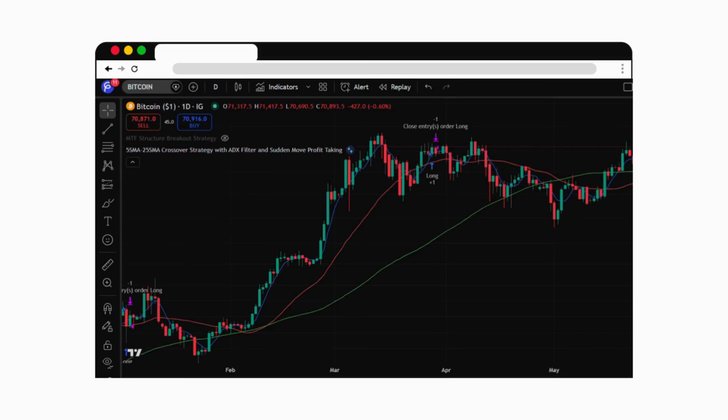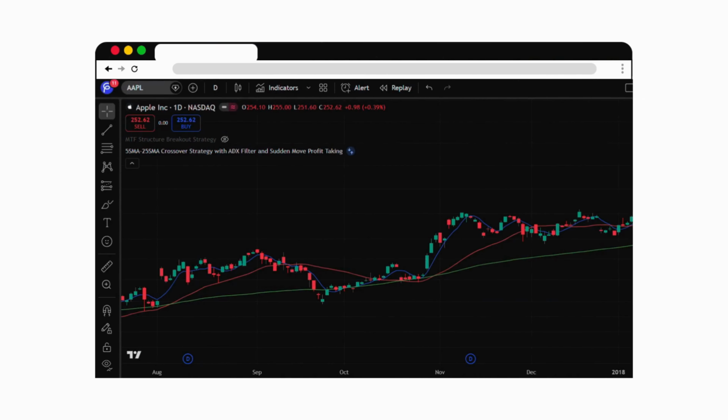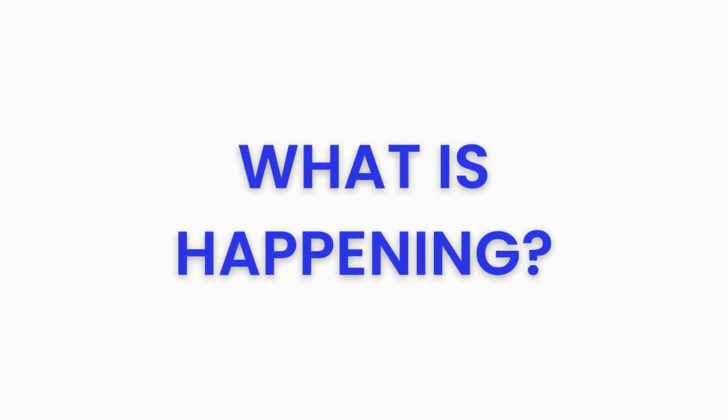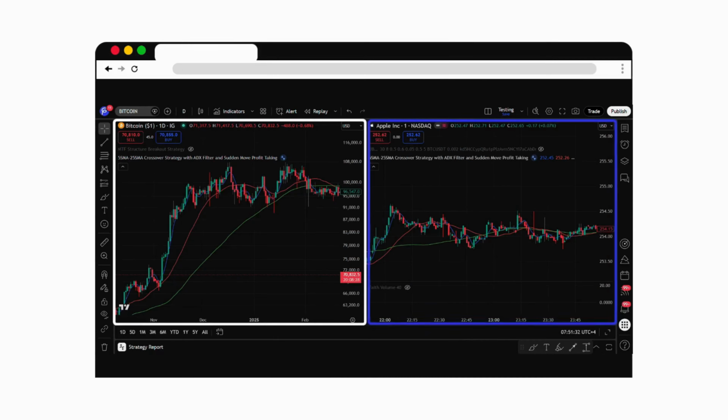Your Pinescript strategy crushes it on Bitcoin. 80% win rate. Beautiful equity curve. You apply the exact same code to Apple stock, and suddenly you're losing money. What's happening? US equities aren't crypto.